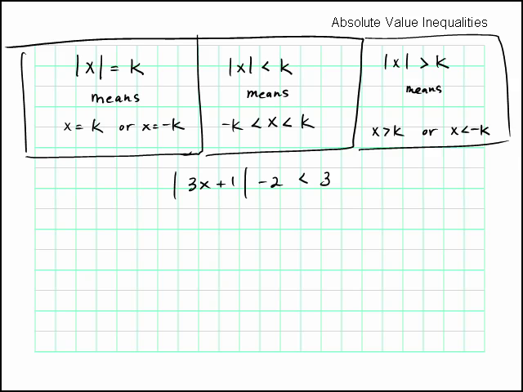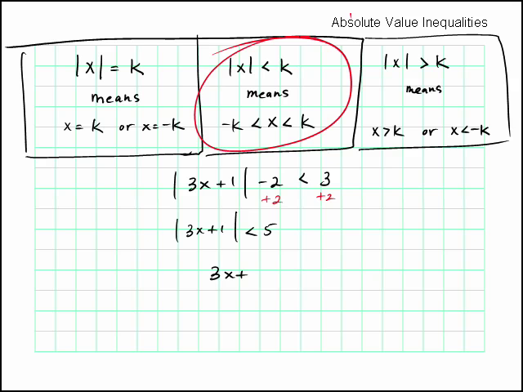I have a number on the outside of the absolute value, so really what you're going to want to do first is move this over. Don't leave it there. Got to move it over first. So this is actually absolute value 3x plus 1 is less than 5. So anytime you have a number on the outside of the absolute value, move it to the other side. Now this is an absolute value less than, so this is our pattern we're going to follow.